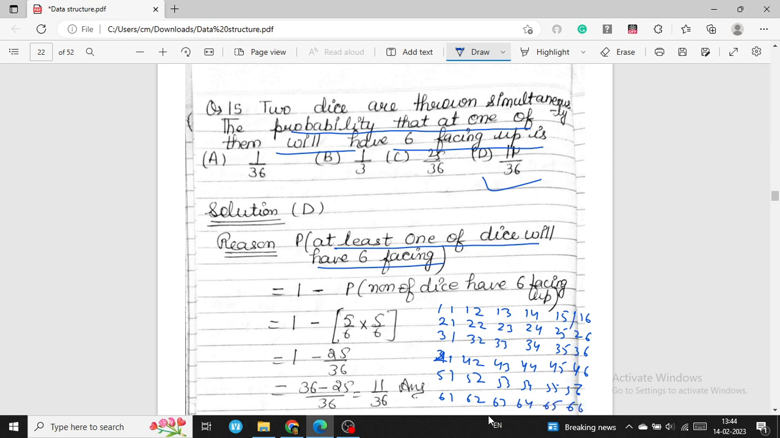You can see these are the pairs in which 6 faces up: 1, 2, 3, 4, 5, 6, 7, 8, 9, 10, 11. So that's why the answer is 11 by 36. And 25 are those outcomes in which 6 facing up is not present. So you can use this formula for solving the question.